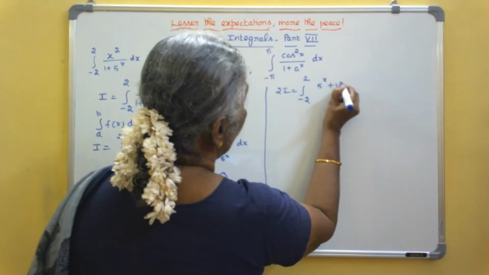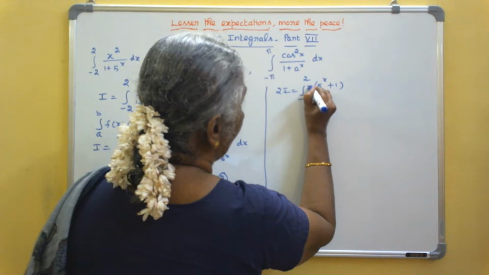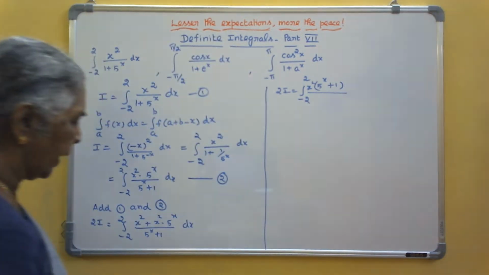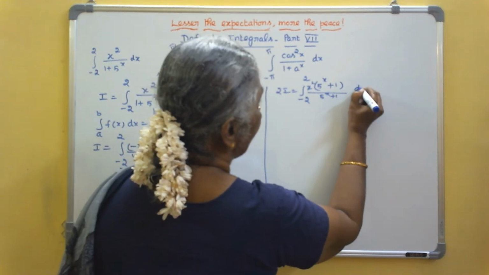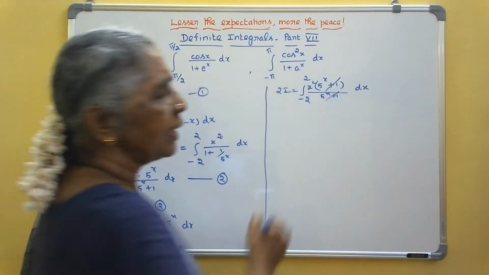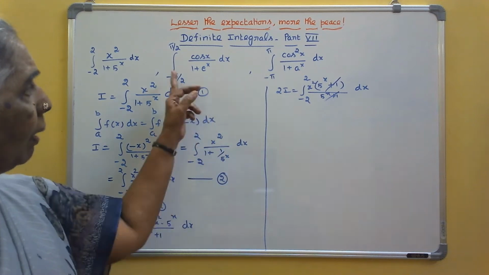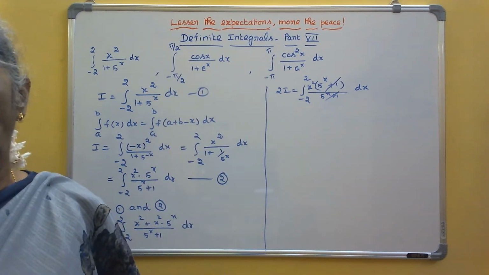So, I will be getting 5 power x plus 1 within bracket. I will be getting an x squared out. And in the denominator also, I am getting 5 power x plus 1 dx. So, these two will get cut. In all these sums, that is what will happen.